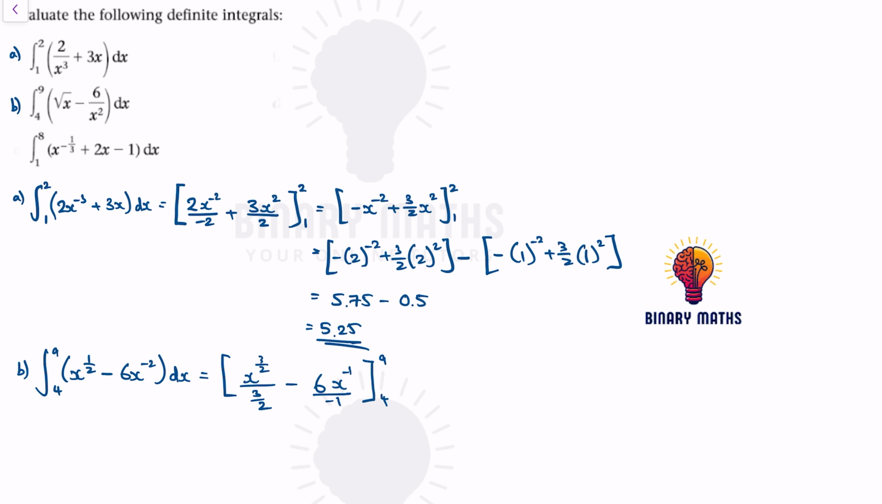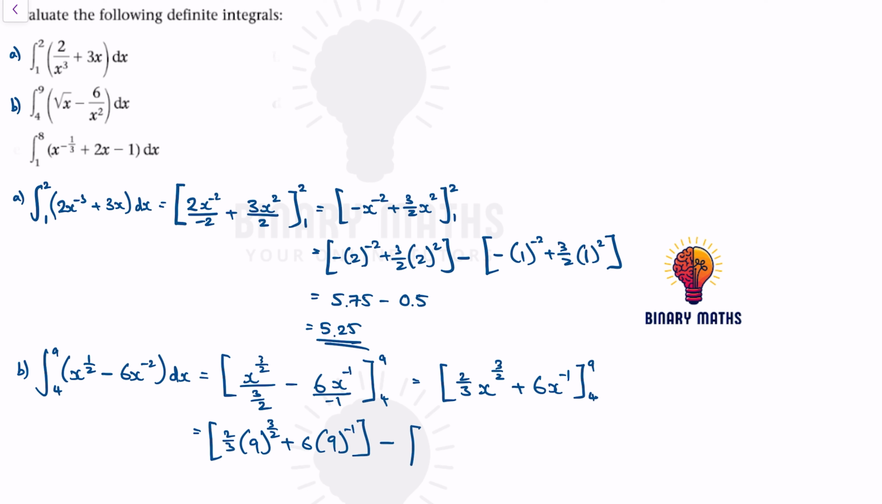Okay, if I simplify this, I end up getting, so 1 divided by 3 over 2 is 2 over 3. x to the power of 3 over 2. Minus minus becomes plus 6x to the minus 1. And substituting 9 first and 4 second. So when I substitute 9 in first, I get 2 over 3 times 9 to the power of 3 over 2 plus 6 times 9 to the power of minus 1. Take away 2 over 3 times 4 to the power of 3 over 2 plus 6 times 4 to the power of minus 1.